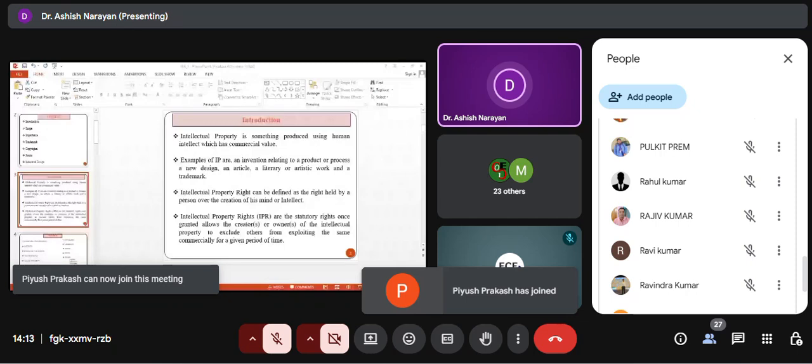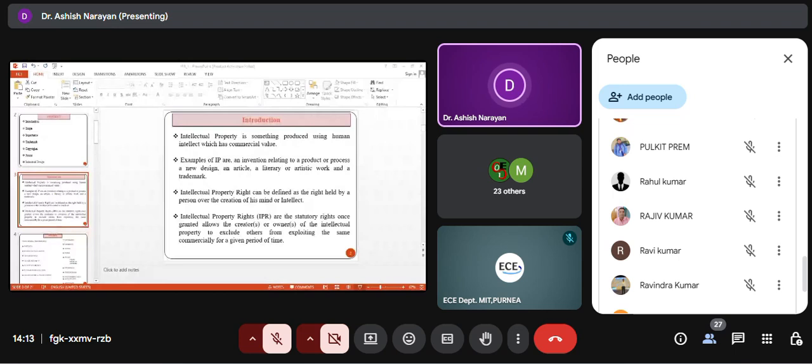If anyone uses your design, you have to claim against that particular person, asking why you are using my design, or you can also file a case that they stole your design. So this is the power of IPR.